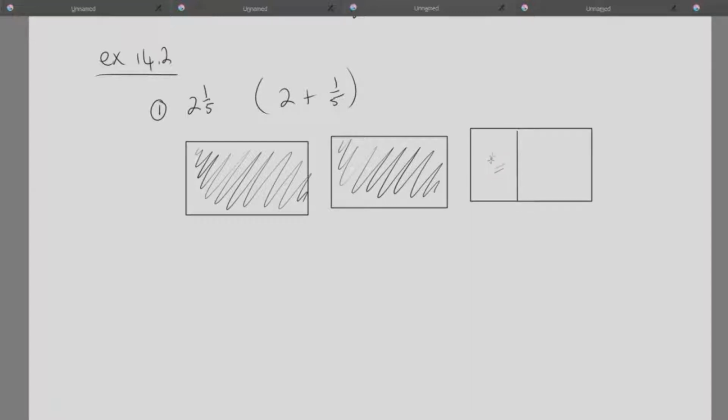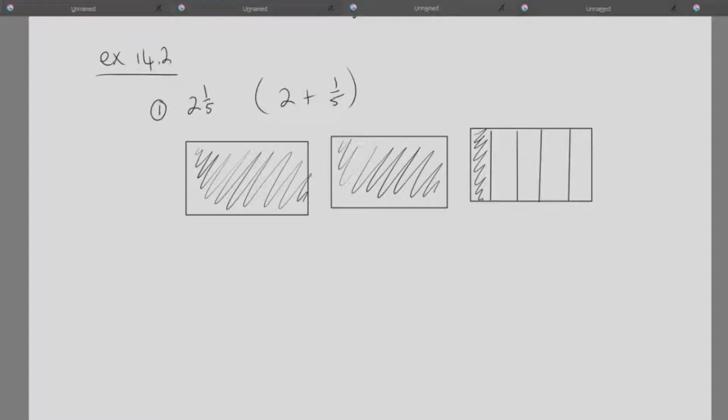Somewhat equal pieces. Equal as best you can. That was an extremely poor showing. I'll try and be better next time. And 1 over there. And there is my 1/5. Sorry, 1/5 there, plus another 2 for 2 and 1/5.